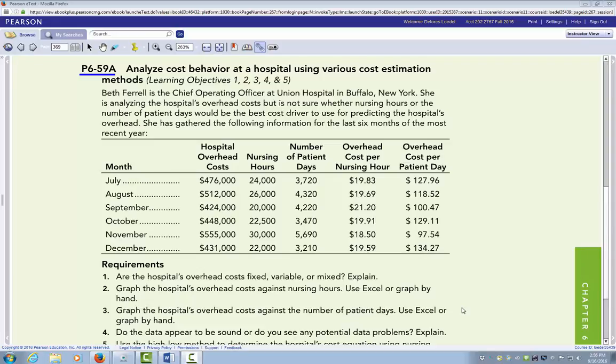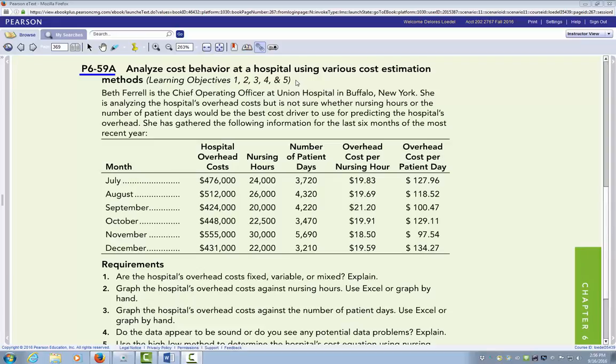We're going to first go through problem P6-59A, as you see on the screen here, which is on page 369. That will cover actually our first 5 of 6 learning objectives. And then the next problem we're going to go through is P6-61A, which is on page 371, and that will take us through learning objective 6.